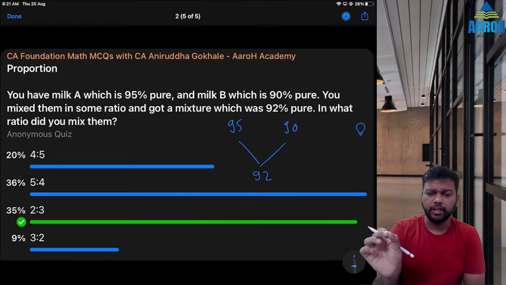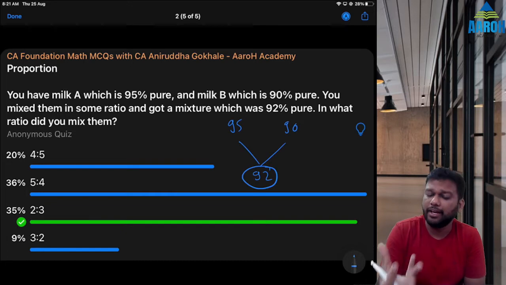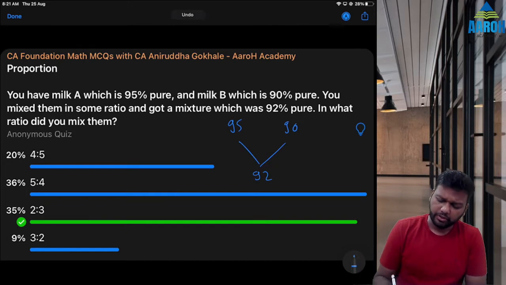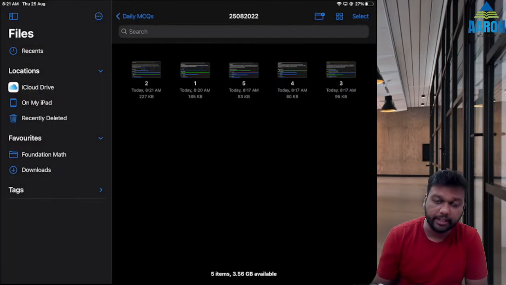When you have mixture and mixture, they have given combined mean, right? 92 is like combined mean. So you can just take difference. 95 and 92 difference is 3, 90 and 92 difference is 2, and reverse it. So 2:3 is our answer. 2:3 is the ratio in which he mixed them, that is it. So in exam you can get it in few seconds, nothing else.